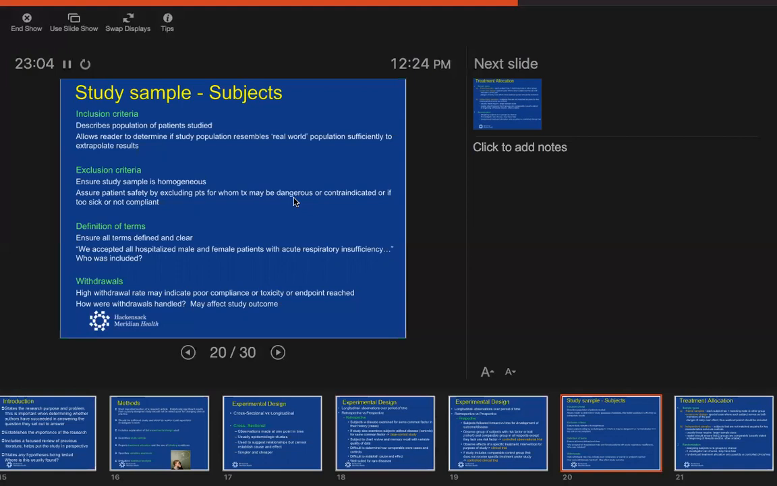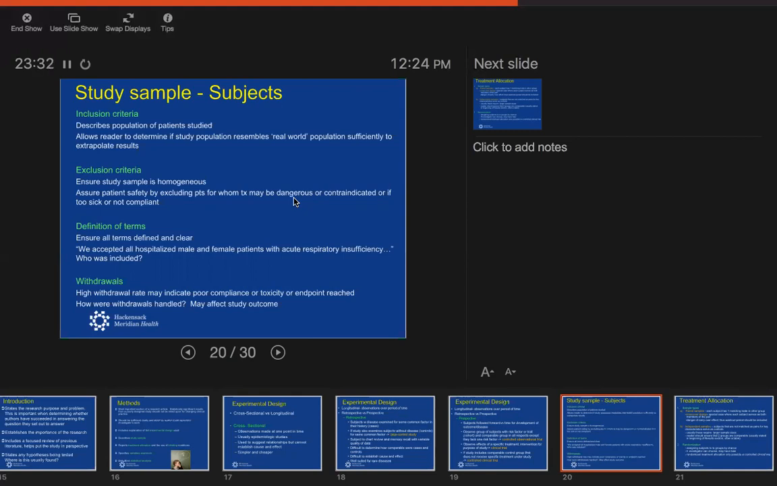You want to look at the exclusion criteria, and exclusion criteria usually help to make sure that the study group is homogeneous. They want to exclude patients who might have adverse events from the treatment, so anybody who the treatment would be potentially dangerous for, they would exclude. Anybody with other medical conditions that might interfere with the ability to tell the effect. Somebody who's too sick, somebody who's not compliant, they would want to not include in a study design.